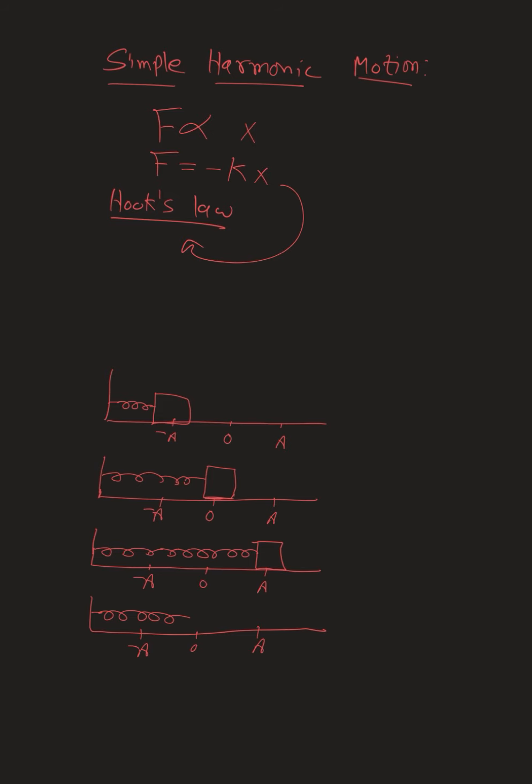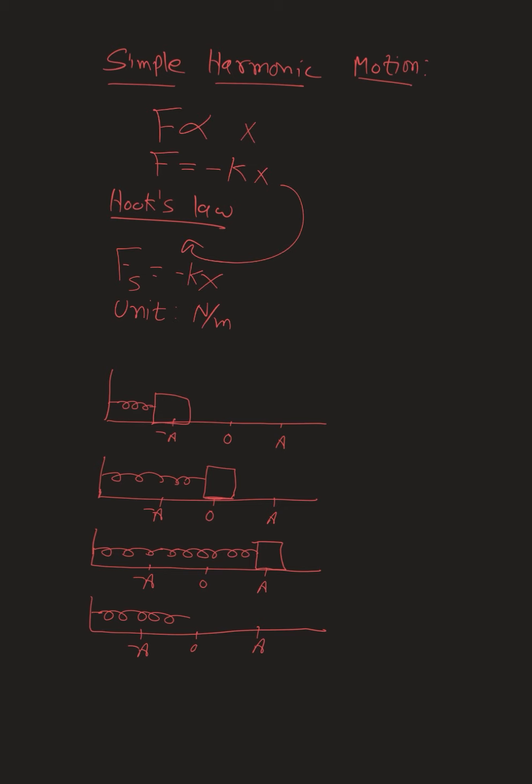And that force, we will call it the restoring force, F restoring or F spring, which is exactly equal to negative kx. K is your spring constant, and the unit for a spring constant is Newton per meter. And that's how we can derive the simple harmonic motion of any spring block system.